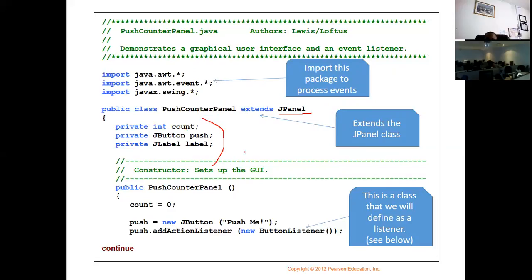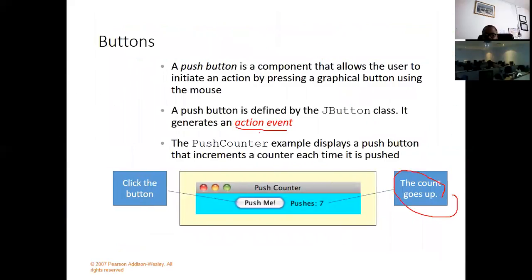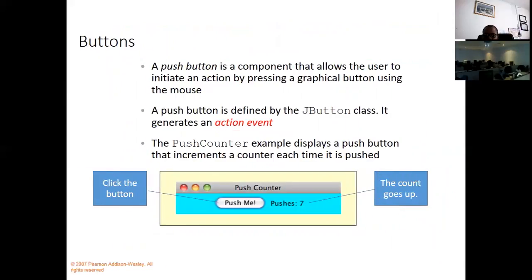So now, this is a panel which will also have an integer, a JButton, and a JLabel. Okay? So our constructor, the push counter panel, which is for our class, automatically sets our counter to 0, and it sets the JButton, called push, to a new JButton, and it passes in the label that the button is going to take on, which is "Push me," based on what you saw here. So it sets that up.